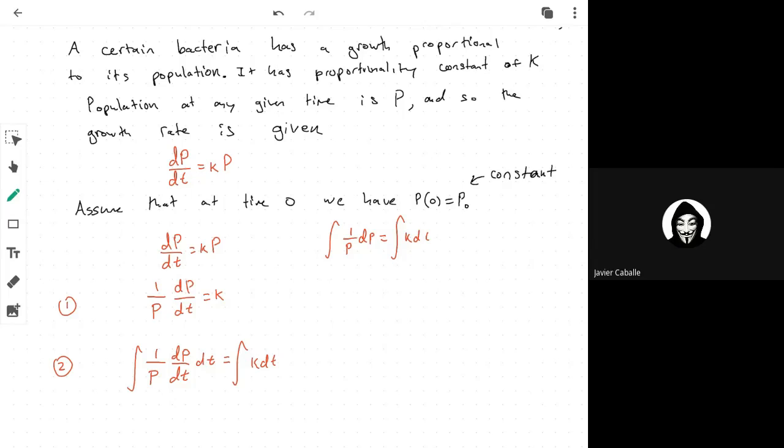Natural logarithm of P. Yes, you're having problems with your mic today, aren't you? Yeah, it's going wild.